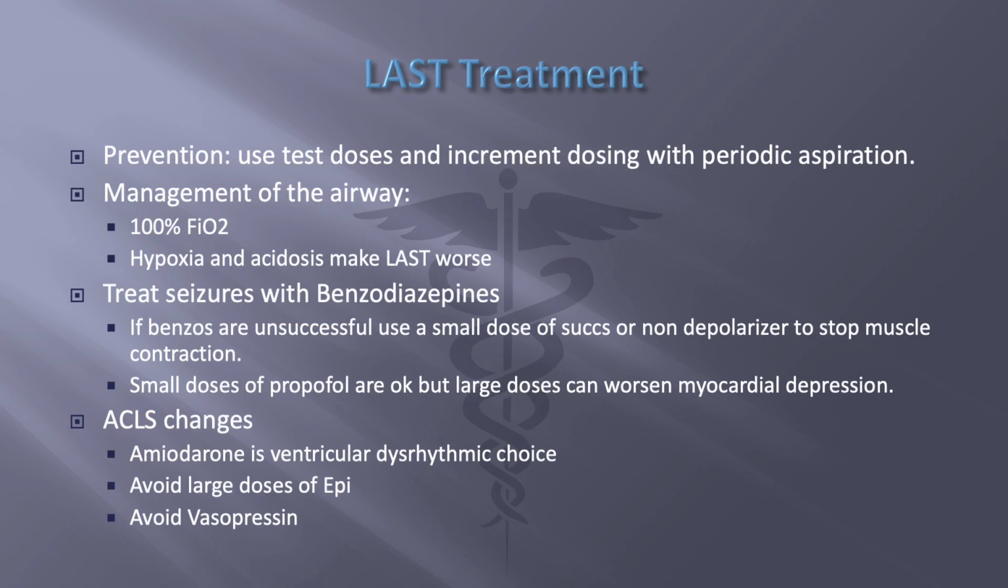So how do we treat this? For prevention, we use test doses and incremental dosing with periodic aspiration. That's going to be your best prevention. And then management of the airway, so we're going to provide 100% FiO2. If we allow the patient to become hypoxic and acidotic, that's going to make our local anesthetic toxicity worse. We're going to treat seizures with benzodiazepines. If benzos are unsuccessful, a small dose of succinylcholine or a non-depolarizer to stop muscle contraction. Small doses of propofol are okay, but large doses can worsen myocardial depression and cardiovascular collapse.